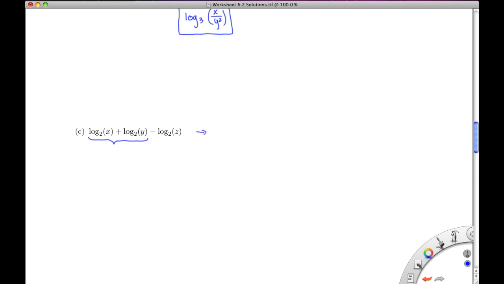So I'm going to write this as the log base 2 of x times y. And I still have that minus the log base 2 of z. So now we're going to combine these 2 using the property for the difference of 2 logs as the log base 2 of x times y divided by z. And then that would be our solution for that one.